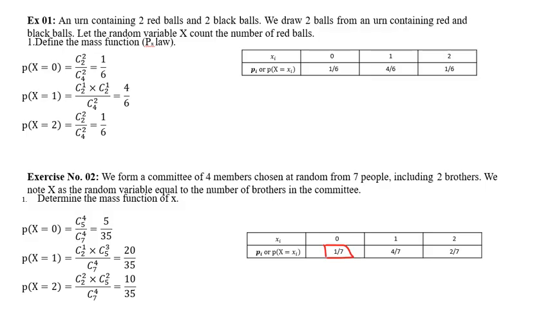Now let's see the second value, which is 1. We know that we can have one of them in the committee.